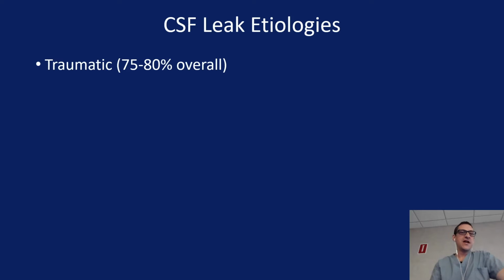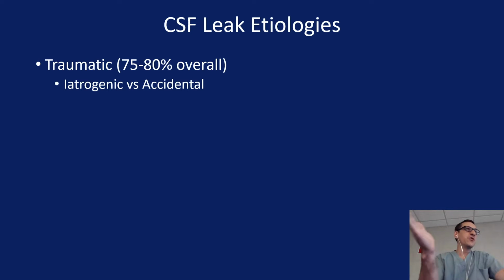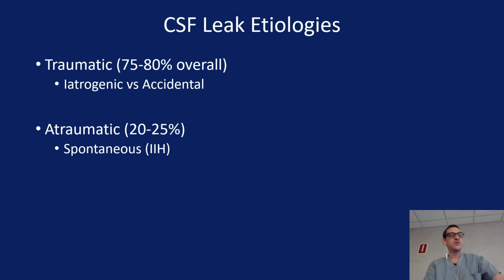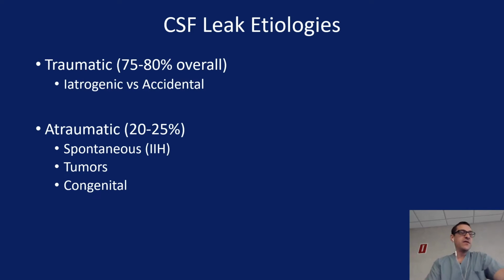So etiologies, absolutely. It's good to think about them as traumatic and atraumatic. Traumatic's more common on the whole. And in the literature, I've seen numbers going back and forth whether iatrogenic or accidental are more common. Atraumatic, so the ones we didn't list, absolutely spontaneous is going to be the one we typically think about. Some tumors will cause CSF leaks, and then some patients have congenital encephalocele that can leak.